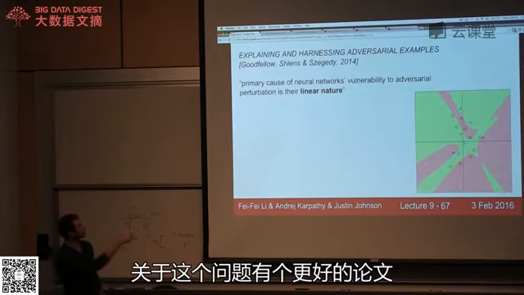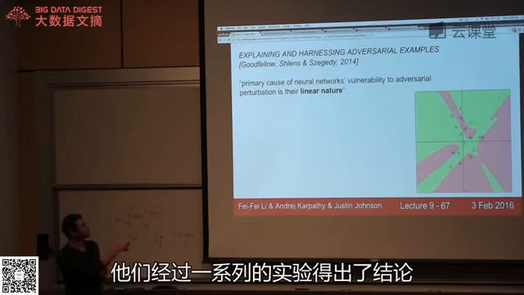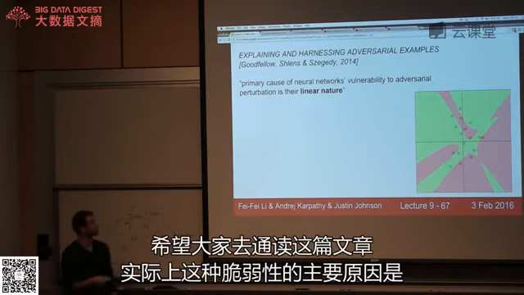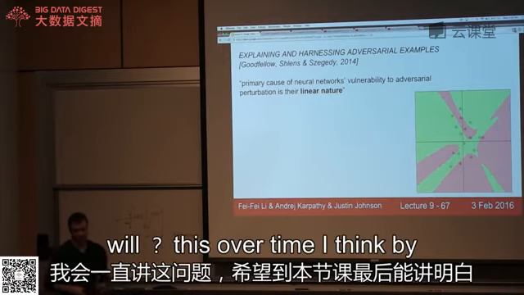One of the better papers on this topic was Explaining and Harnessing Adversarial Examples from last year by Ian Goodfellow, Jonathon Shlens, and Christian Szegedy. They actually concluded from a whole bunch of experiments, and I encourage you to read through this paper, that the primary cause of this vulnerability is the linear nature of the functions that we're using in the forward pass. And we'll unpack this over time, hopefully by the end of this lecture.